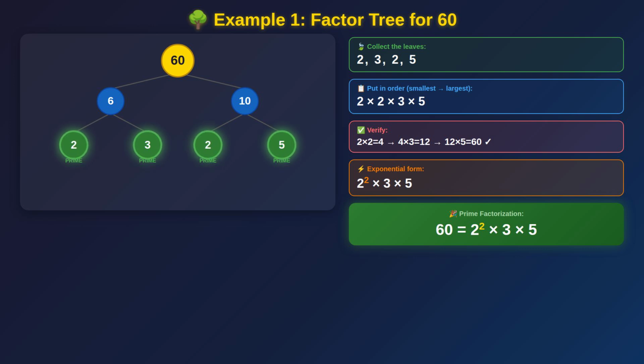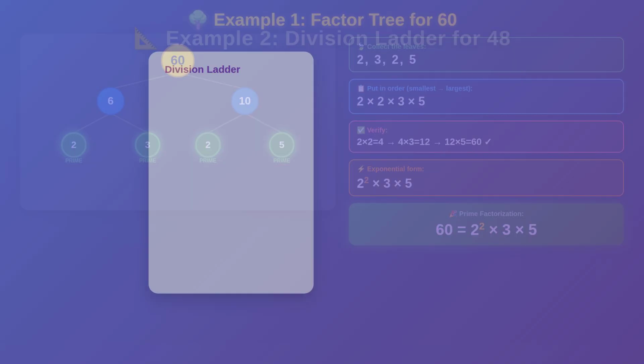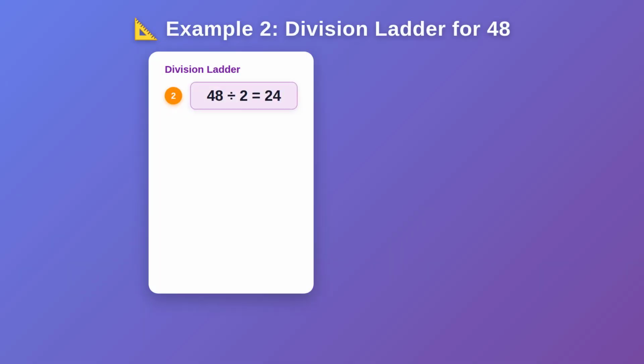Yes, in exponential form, the answer is 2 squared times 3 times 5. Now let's use the division ladder for 48. Marcus tried this one next and loved how neat it looks.